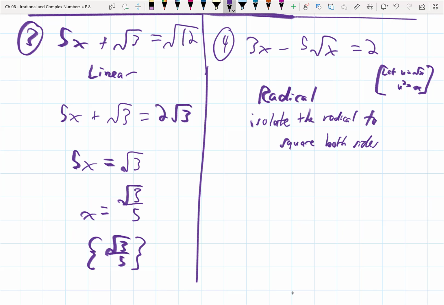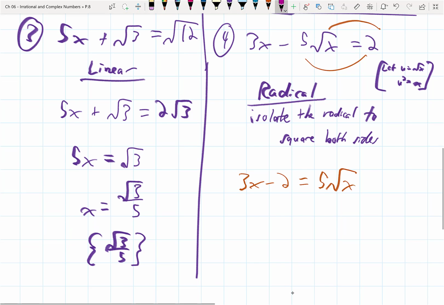And I bring this up because, guys, when you square both sides, you cannot just square everything. I'll hear people saying, let's just square everything. That's not a thing you can do. What I can do is get the radical over on the other side and get the 2 over here and make this 3x minus 2 is equal to 5 times the square root of x. That is isolating the radical in preparation for this next step.